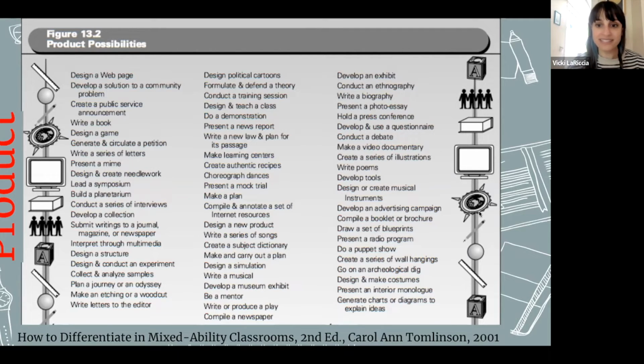Give it a few more seconds for anyone that wants to share. Someone created a folder with different projects. So it sounds like there's some choice in there, which is part of differentiated instruction.